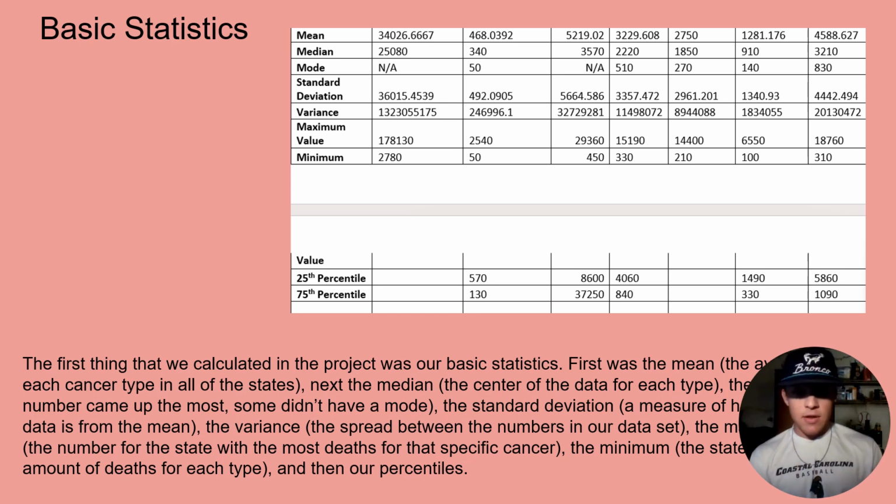And then we had the standard deviation, which is a measure of how far data is from the mean. And then we had the variance, which is a spread between the numbers in our data set. And then we had the maximum value, which shows the state with the most amount of cases. And then the minimum, which is the least amount of deaths for each cancer type. And then we had our percentiles, which we start at the 25th percentile, and then we move on to the 75th percentile.